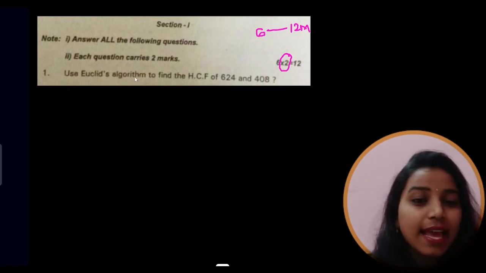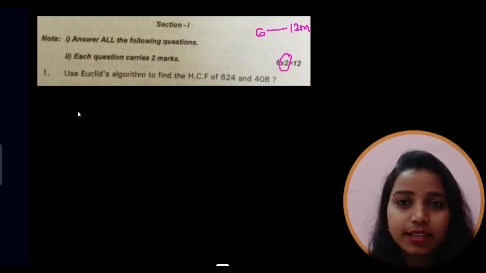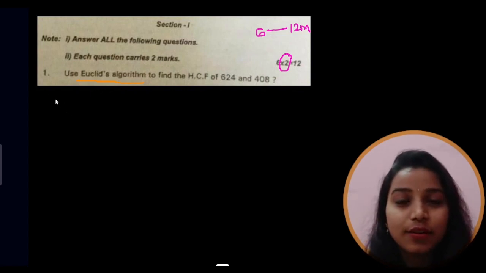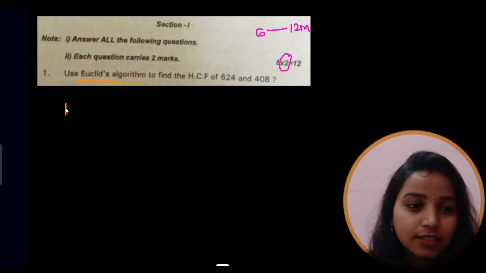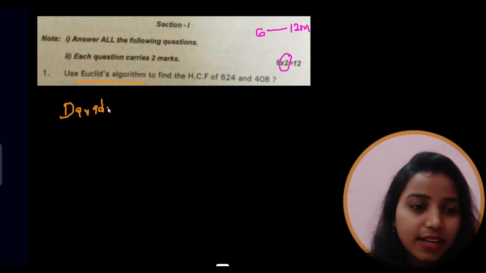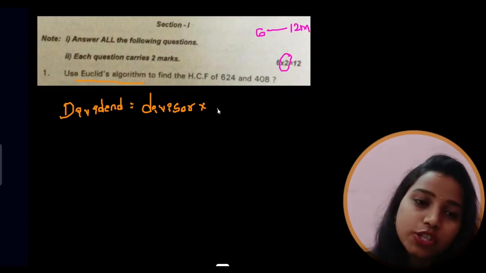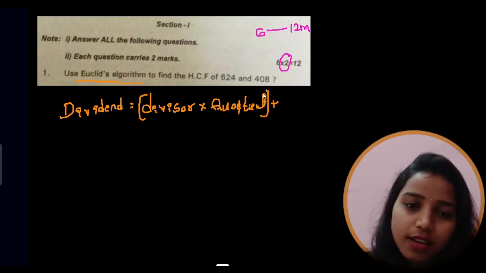Use Euclid's algorithm to find the HCF of 624 and 408. How do we find it? We can find HCF directly, but here they have mentioned Euclid's algorithm. So what is Euclid's algorithm? We have already studied it in our chapter Euclid's division lemma. What is it saying? Simply, dividend equals divisor into quotient plus remainder.